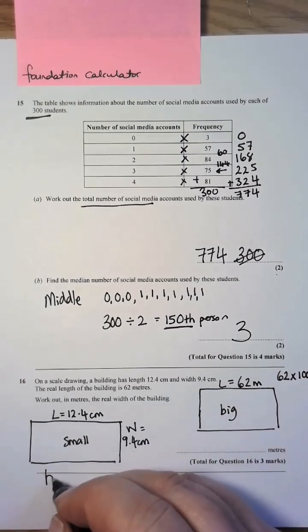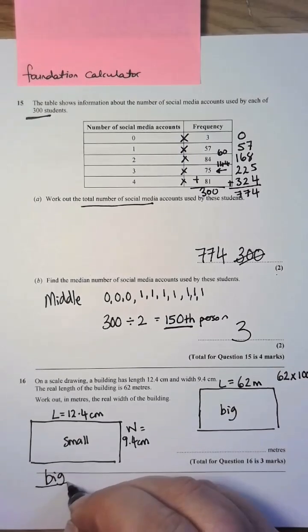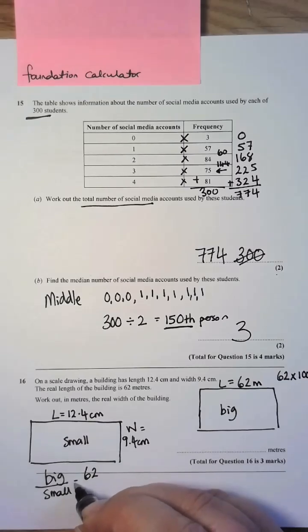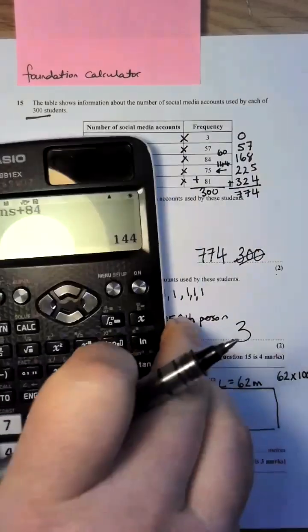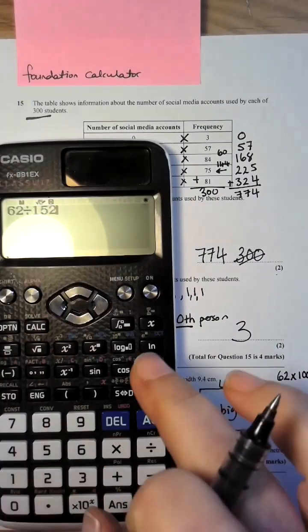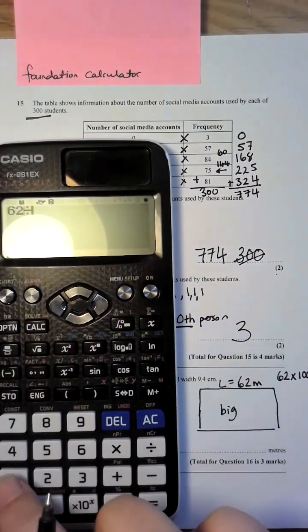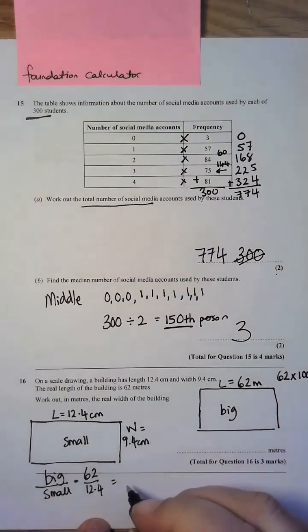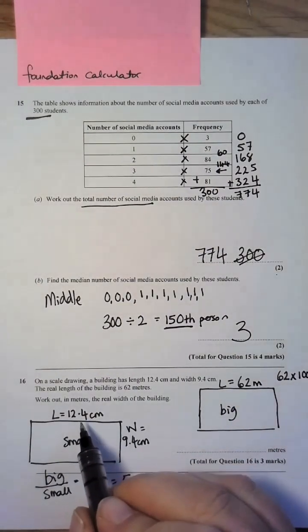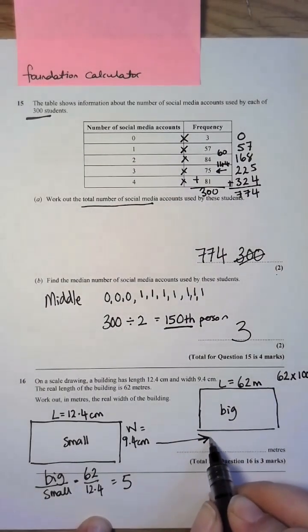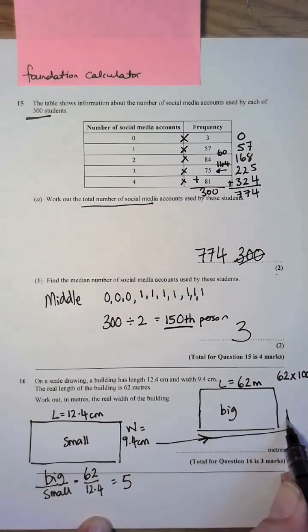Looking at scale factor, big divided by small. This is big. This is small. We put it into our calculator. 62 divided by 12.4 equals 5. The scale factor is 5. We take this number, we get to this number, we multiply by 5. So we do the same here to get to the width.